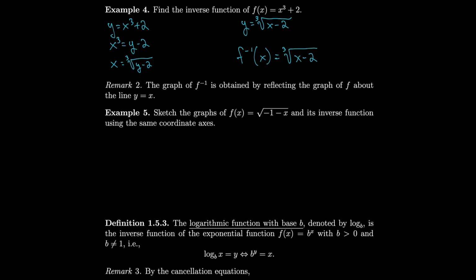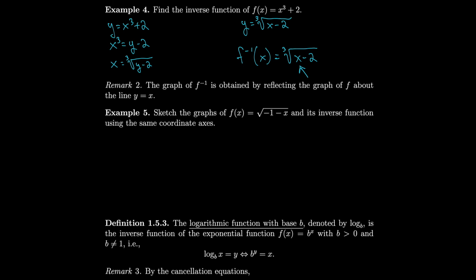And you can test that the cancellation equations will work. If we plug in x cubed plus 2 in over here for x, then we get x cubed plus 2 minus 2 is just x cubed, and then the cube root of that is just x. So it does return whatever you started with, and it works the other way too, you can test. Okay, so now let's talk about the graph of f inverse. The graph of f inverse is obtained by a reflection of the graph of f about the line y equals x. So when we reflect diagonally, we actually get our inverse function.